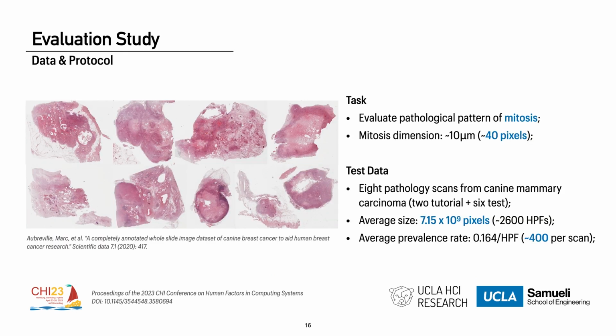Moving on to the evaluation of NaviPath, we assign the task of mitosis evaluation to pathologists. Mitosis is a pathological pattern that is crucial to patient prognosis, despite its small size in digital pathology scans. It is worth noting that each mitosis typically occupies only about 40 pixels. Given that a single pathology scan may contain up to more than 7 gigapixels and only about 400 mitoses in total, locating mitosis can be a challenging task for pathologists.